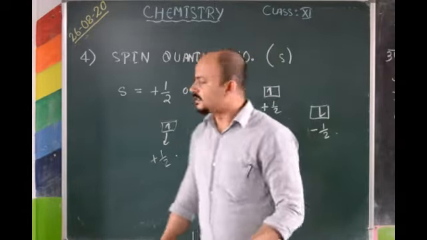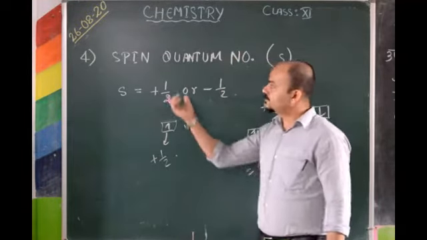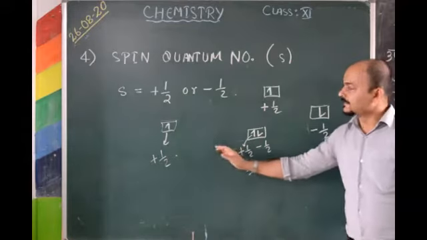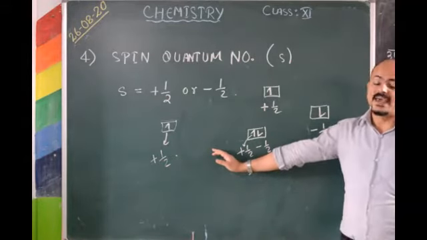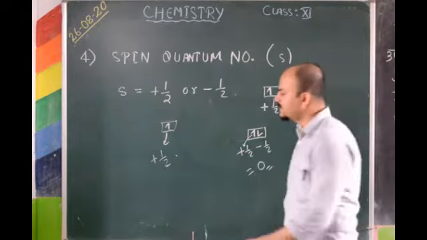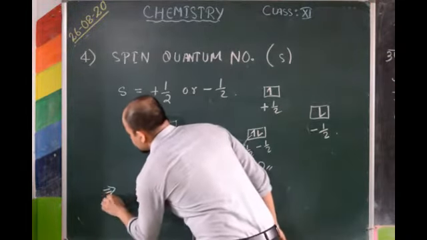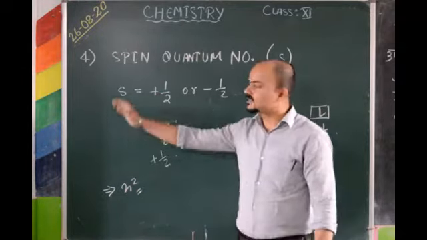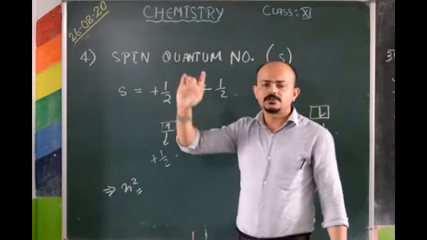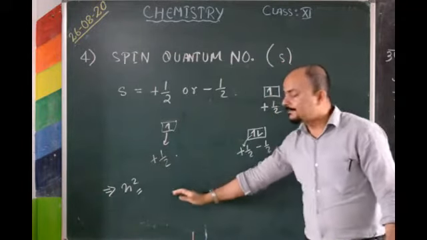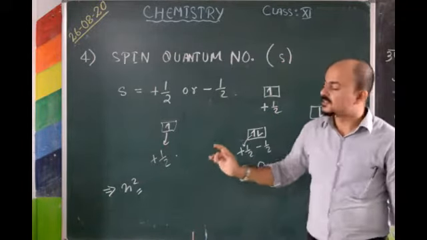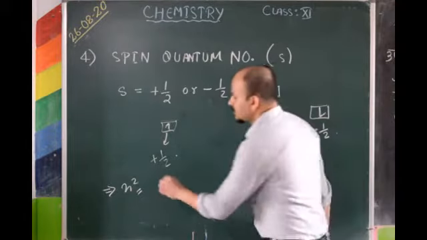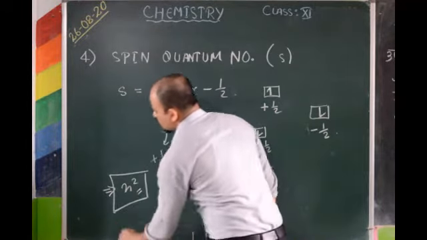Now, what does this particular quantum number tell us? It gives us the maximum number of orbitals in a subshell, which is given by n square. What information does it give us? The maximum number of orbitals in a subshell, which is given by n square.